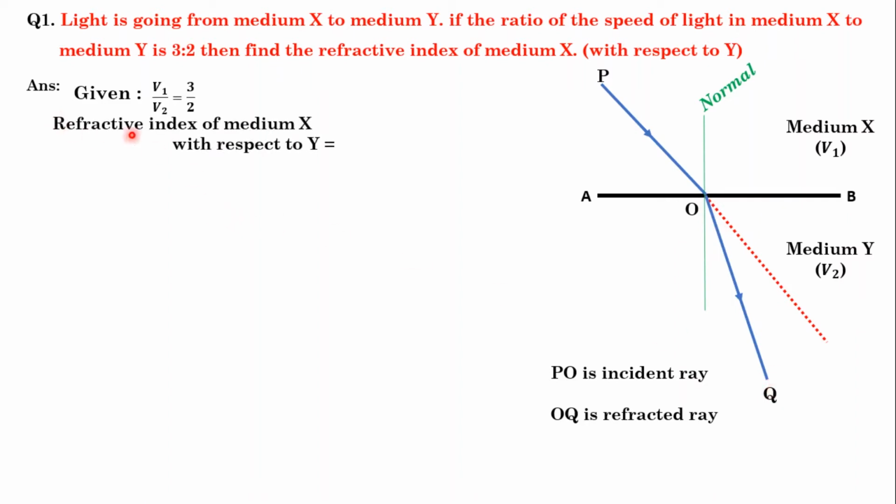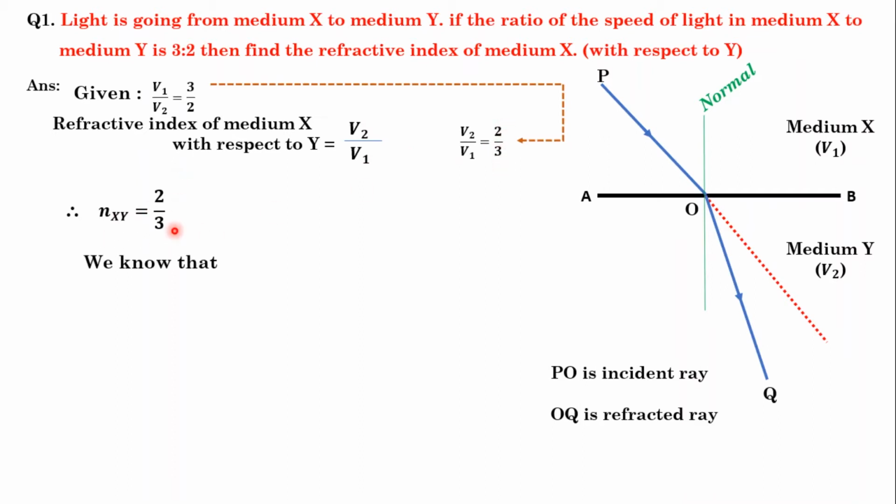Now the refractive index of medium x with respect to y, it will be what? The velocity of light in medium x will be in the denominator, and in the numerator it will be v2. Okay, so v1 by v2 is given as 3 by 2. So from here we can calculate v2 by v1, which will be 2 by 3. Hence we can say the refractive index of medium x with respect to y is v2 by v1, and v2 by v1 is 2 by 3. So this will be 2 by 3.